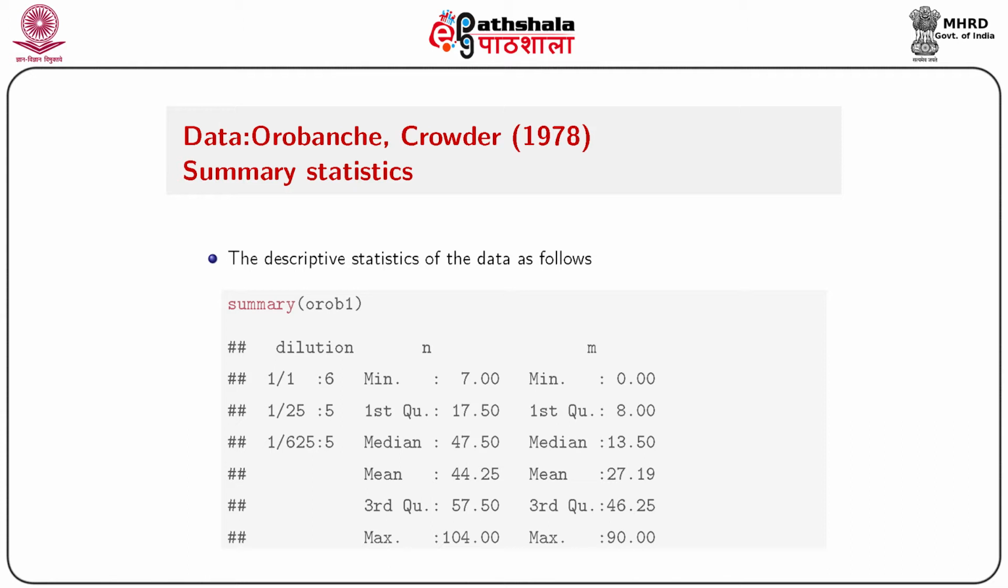We can first get the descriptive statistics of the data by summary of orob1, and then you will get the mean, first quartile, median, third quartile, and maximum of n and m. The three different dilution factors are there: 1 by 1, 1 by 25, and 1 by 625, and those occur 6, 5, and 5 times.